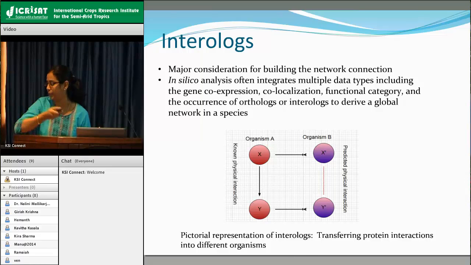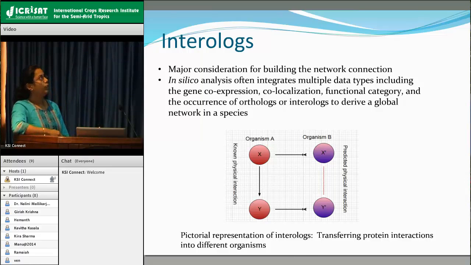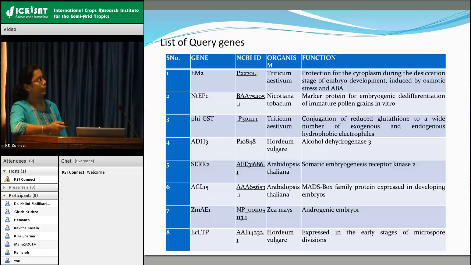or triggers for androgenesis. So I have selected around 25 genes for my study as query, some of them being GST, glutathione S-transferase, alcohol dehydrogenase, SERK, AGL15. So I've taken 25 genes from model crops, which are either directly or indirectly involved in androgenesis and somatic embryogenesis. Some of the genes are essential for development of the microspores, and some are directly involved in androgenesis.